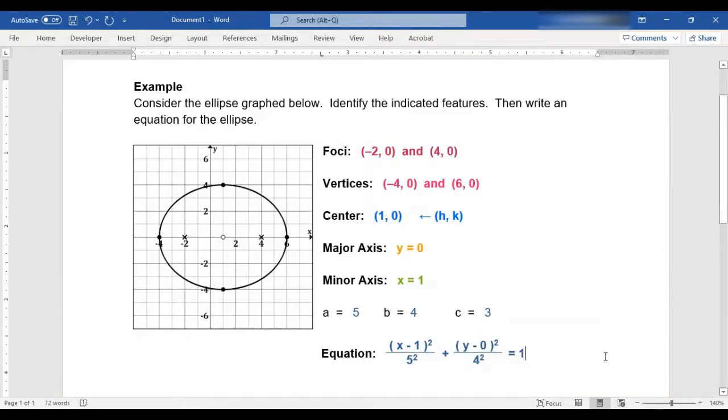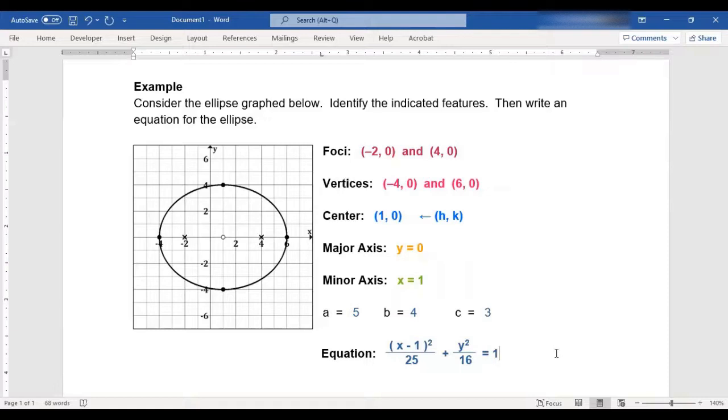So if you wanted to, you can leave your answer like this. It tells you all of the pieces in probably the best way possible in this equation. But if it bothers you to have things that you can simplify, you can certainly simplify the little pieces. So instead of 5 squared, we could write 25. Instead of 4 squared, we could write 16. And since k was 0, we can simply write y squared instead of y minus 0 squared. So this form of the equation would also be totally acceptable.